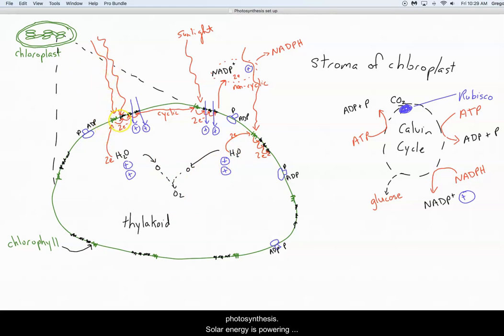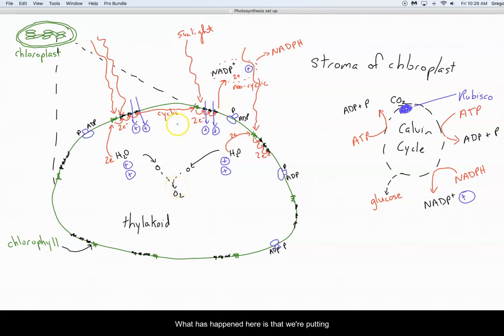Solar energy is powering these electrons to pump protons into the thylakoid membrane. And to replace those electrons, water gets ripped apart. As a waste product of that destruction of water, you get oxygen gas.